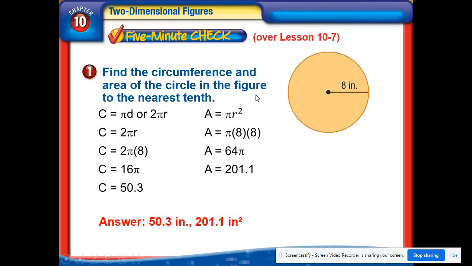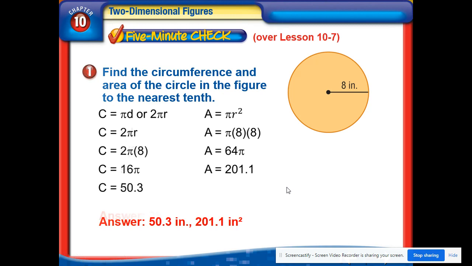All right, let's find a circumference and an area. So I got my circumference ones and I got my area ones. Now this 8 is a radius, so I'm going to use the one with the radius. I'm going to do 2 pi r and then pi r squared. So let's deal with the circumference. Put the 8 in for r, multiply, get 16, times pi is 50.3. Over here we have to do 8 squared, which is 64, times it by pi is 201. Label it correctly. Inches for circumference, inches squared for area.